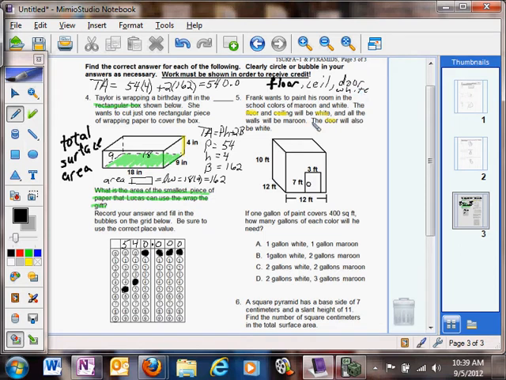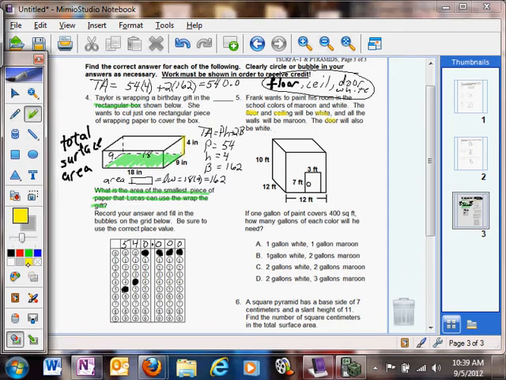Okay. Then it says if 1 gallon of paint covers 400 square feet, how many gallons of each color will be needed? Okay. So these 3 things are going to be white, and all of the walls will be maroon. So I'm going to write that down.